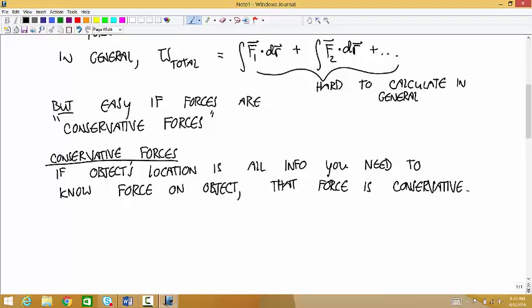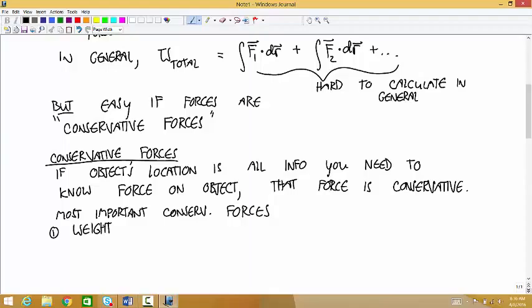The two most important conservative forces in this class are an object's weight. So think about that. If we choose an object and we measure the mass and stuff, and I tell you this object is a meter off the ground, is that enough information for you to tell me what the force is on this object?